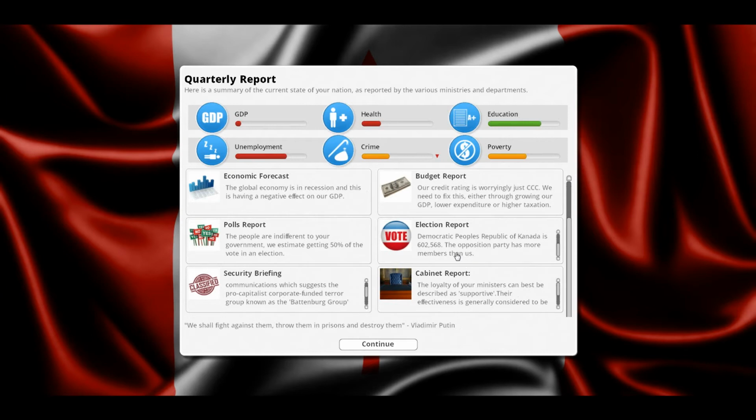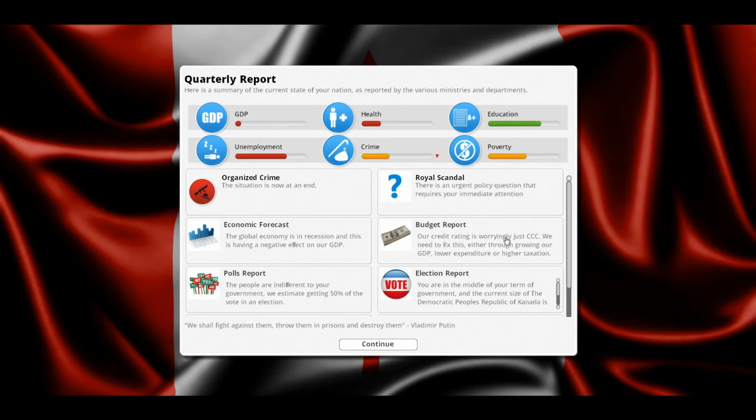The opposition party has more members than us. Gonna be a tough vote. And our budget rating is CCC. That's bad.